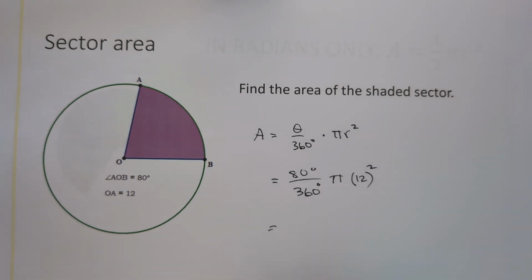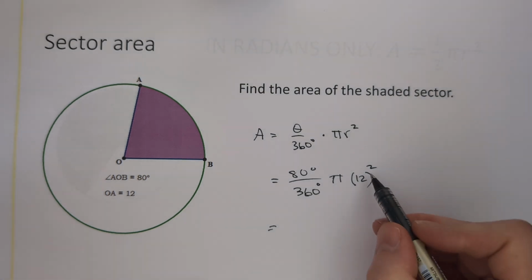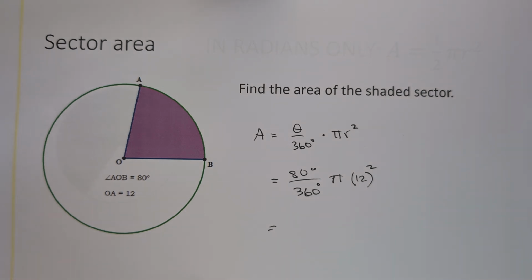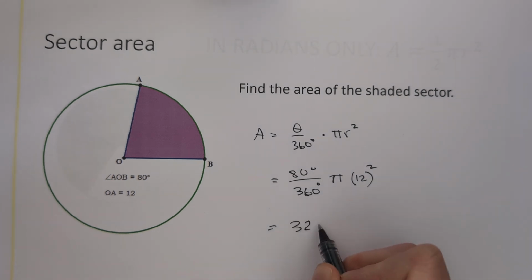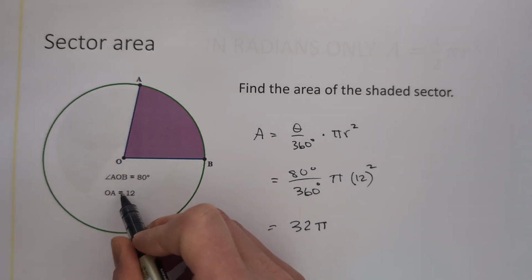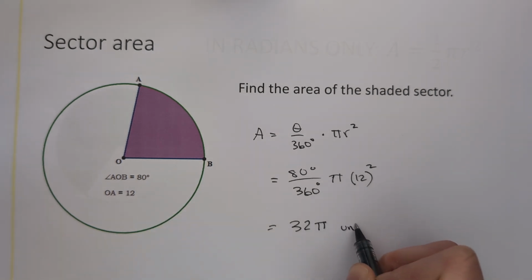And then as you simplify this, for the sake of time here though, you can put this into the calculator. 144, this just gets messy. I don't want to do it. So 80 over 360 times 144 times pi, so 32 pi. And we don't have any units given, so units squared.